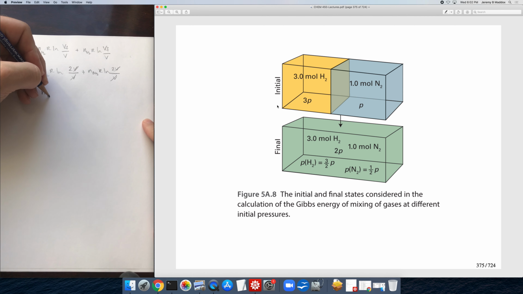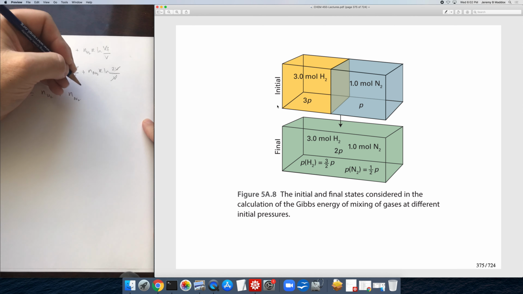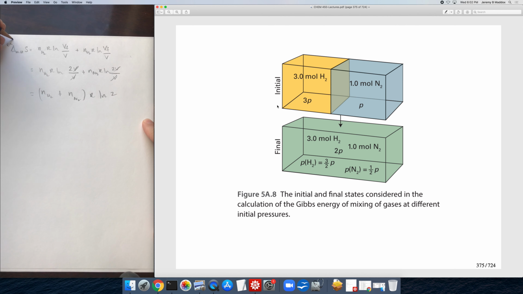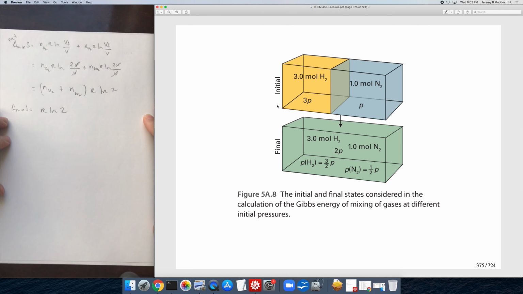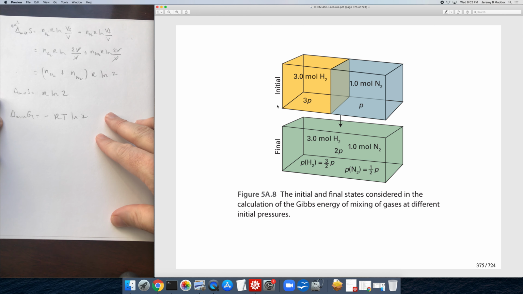You'd be NH2 plus NN2 R natural log of 2. Really, this is an extensive formula. I need to divide by the total number of moles to give me the intensive version. And it would be that for this particular problem. And then the delta G of mixing would be minus T times that delta S of mixing, so minus RT natural log of 2 to give you the delta G for this problem.